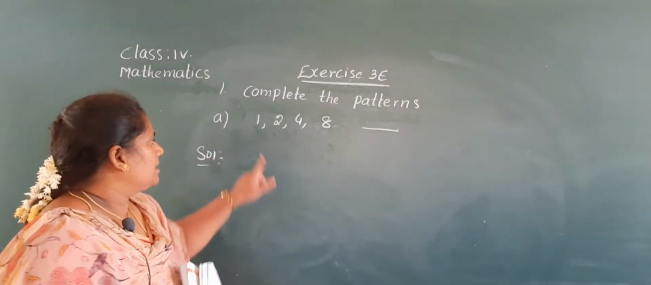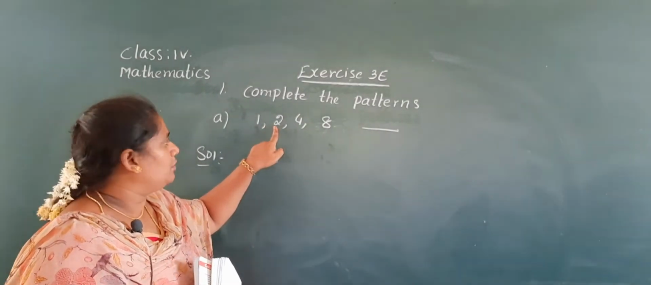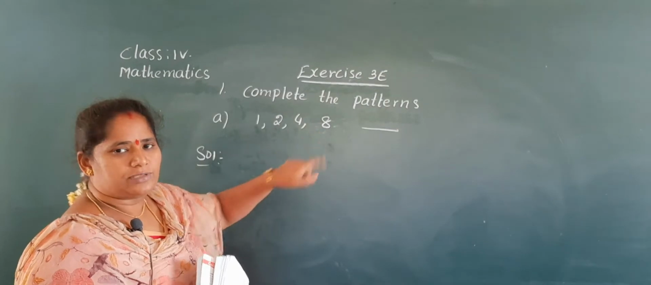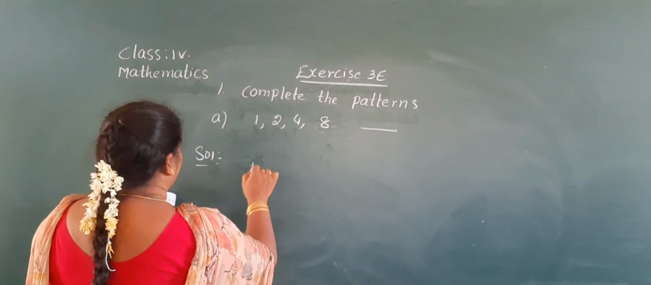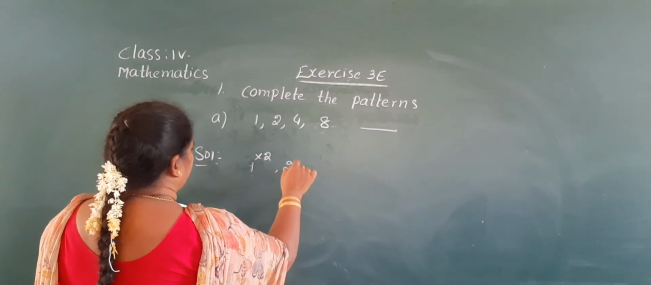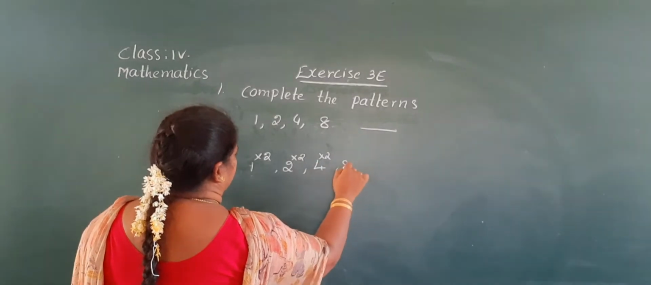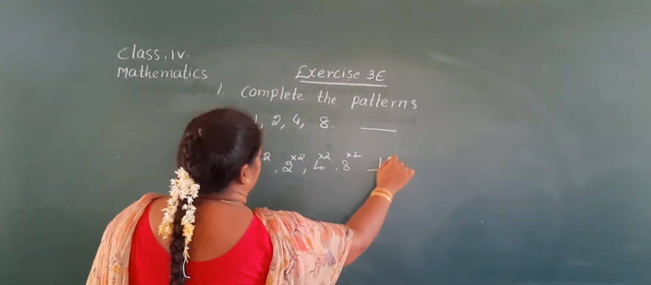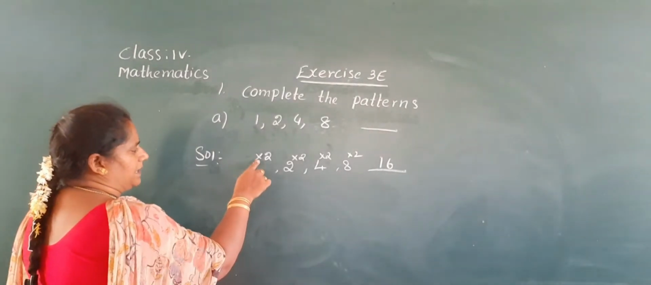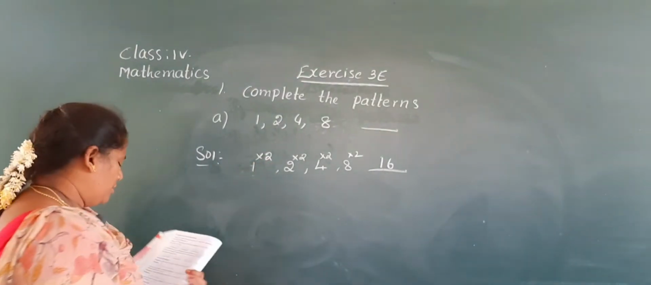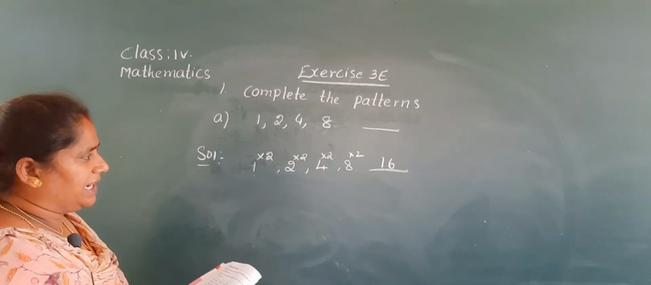See, Nana? So if each number is multiplying by 2, we get the next number. 1 2s are 2, 2 2s are 4, 4 2s are 8. So we will write like that. 1 into 2, 2 into 2, 4 into 2 will get 8. 8 into 2 will get the next number 16. So here each number is being multiplied by 2 to get the next number. So the number will be 16.